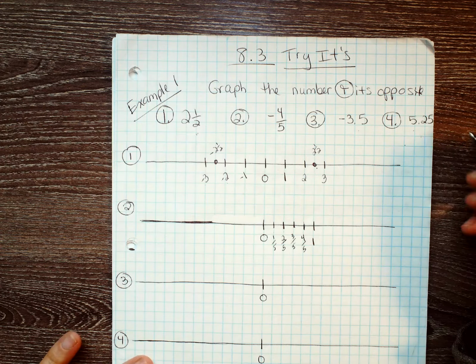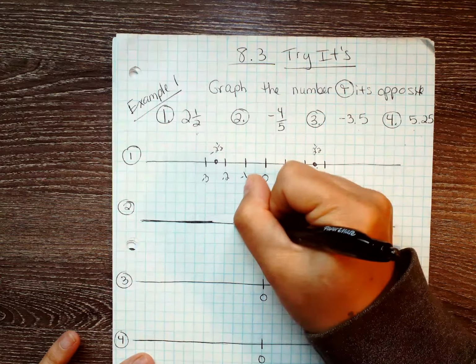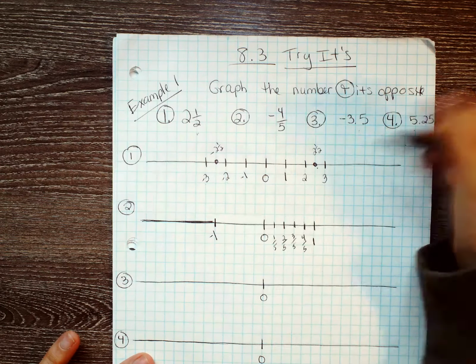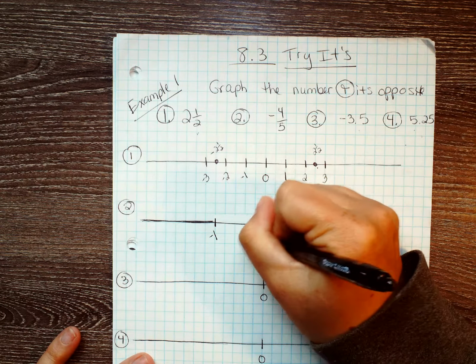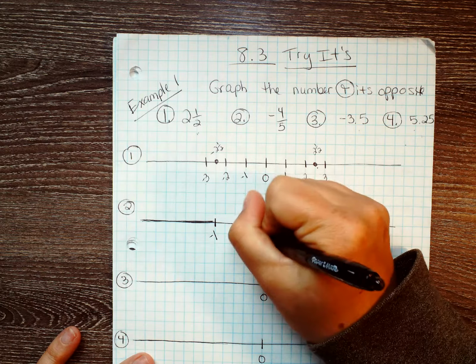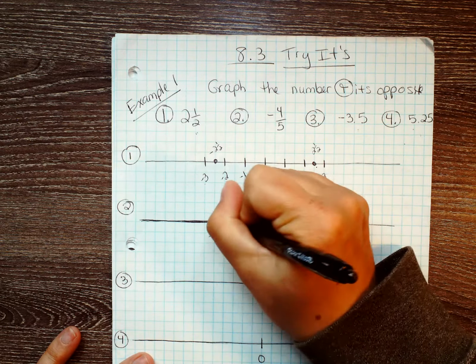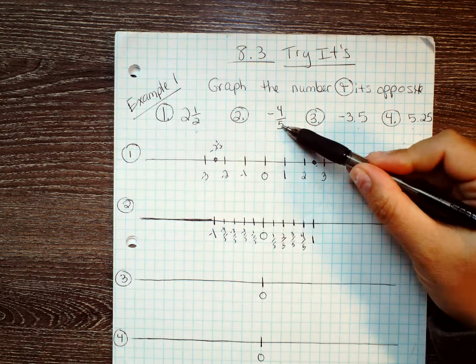And then you have to go to the other side. So this is -1/5, -2/5, -3/5, -4/5. Here is -1 because that is -5/5. And then it's going to be -1/5, -2/5, -3/5, -4/5. And we're looking for -4/5.